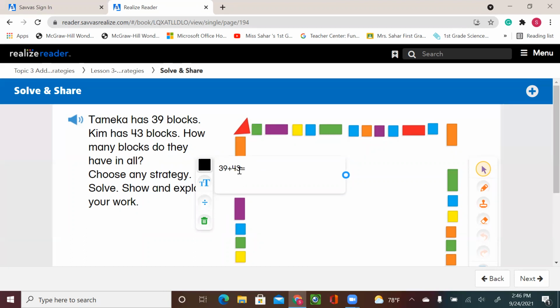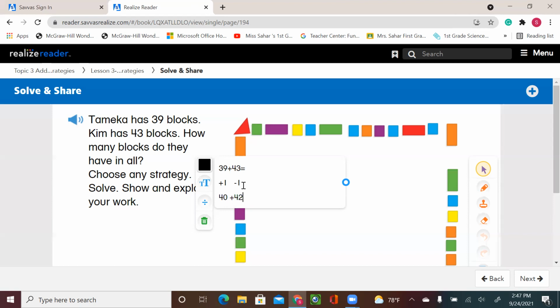moving 1 from the second addend to put it up there. So I can take 1 from the 43 and put it to the 39. I'm going to write here plus 1, because I'm going to add 1 to the 39. And then I'm going to write there minus 1. That means I took this 1 from the 43. Then I go down: 39 plus 1 is 40. And then 43 minus 1 is 42.